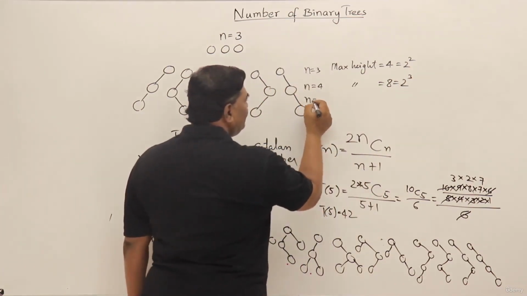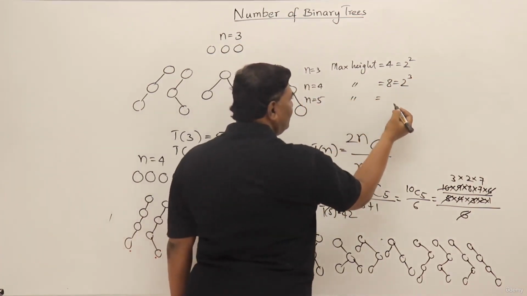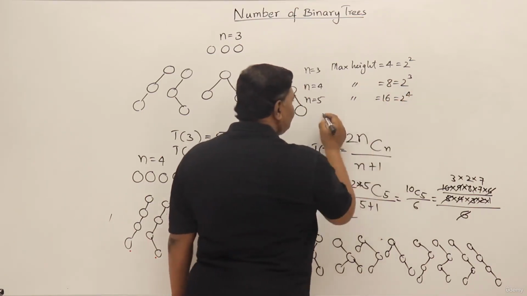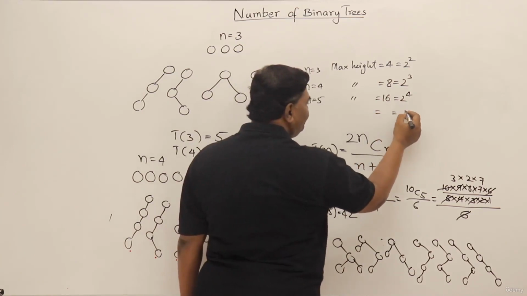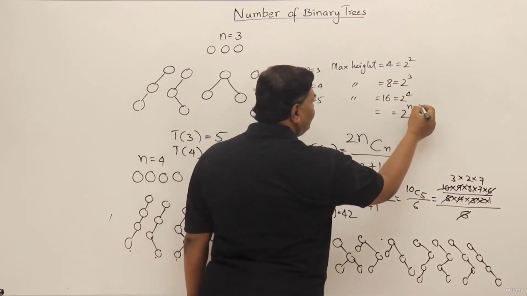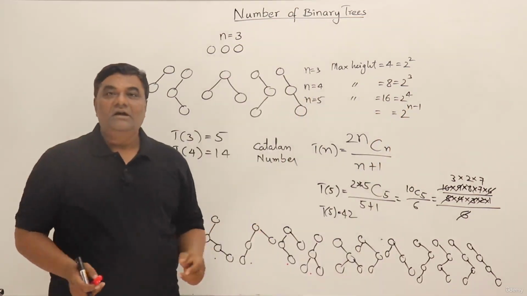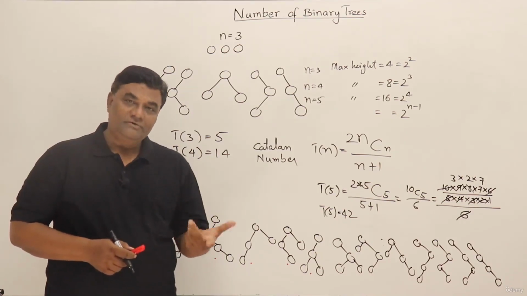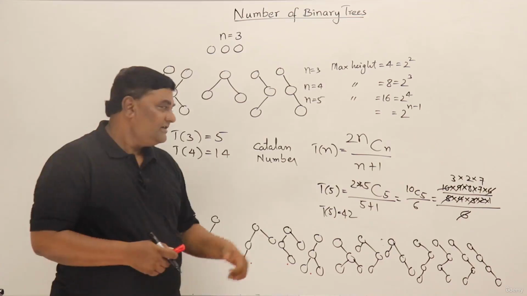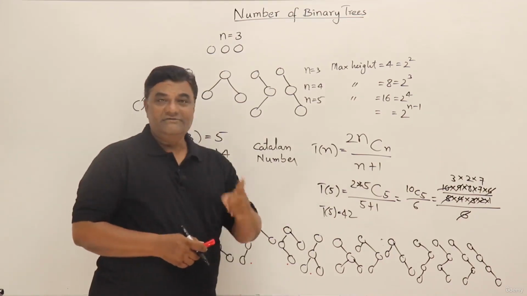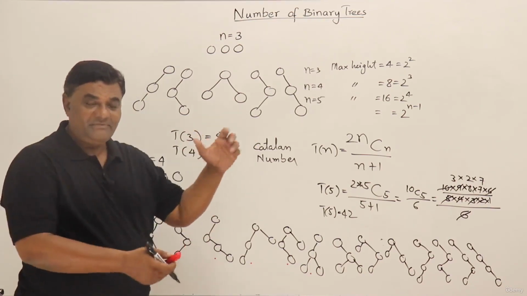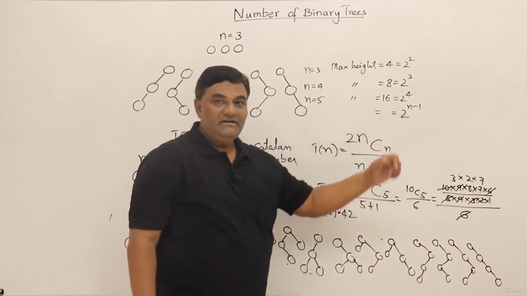So for n equal to 5, how much will it be? You can guess now. 16. Yes, this is 2 power 4. So for any n, how many trees will be there? 2 power n minus 1. So we have learned how many different shaped binary trees can be generated for given number of nodes. So we don't have to generate the tree, we can use the formula. And one more observation we made: how many binary trees are possible with maximum height? That is 2 power n minus 1.